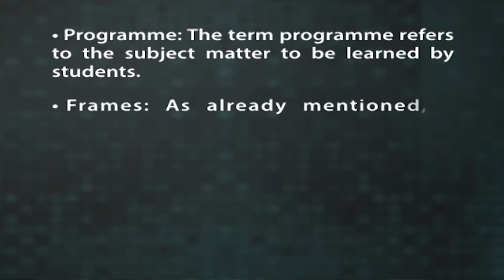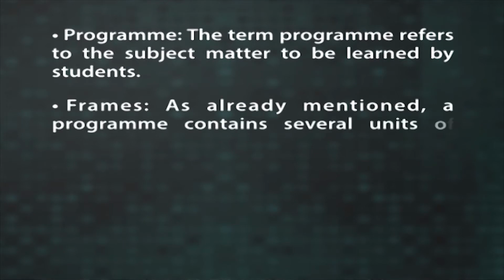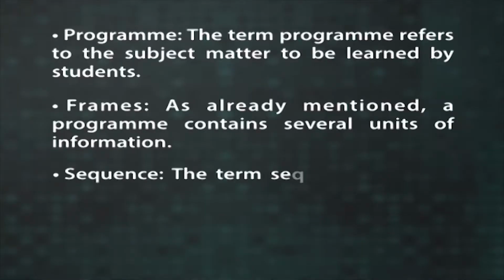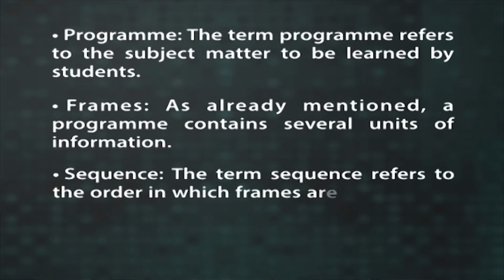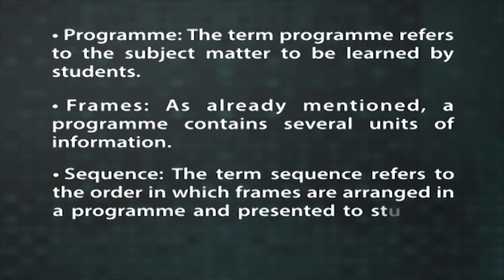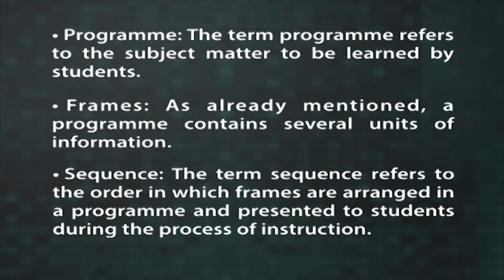Frames. As already mentioned, a program contains several units of information. In other words, learning material is presented to students in the form of small units, which are sequentially arranged. These small units are called frames. It should be noted here that these frames are graded based on their level of difficulty and presented to students stage by stage. Sequence. The term sequence refers to the order in which frames are arranged in a program and presented to students during the process of instruction.